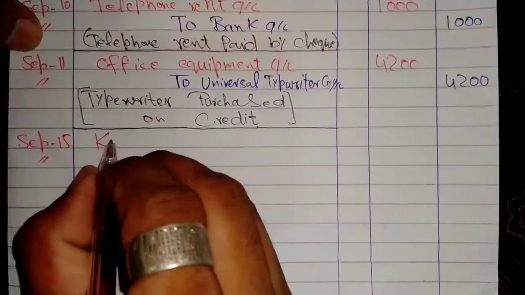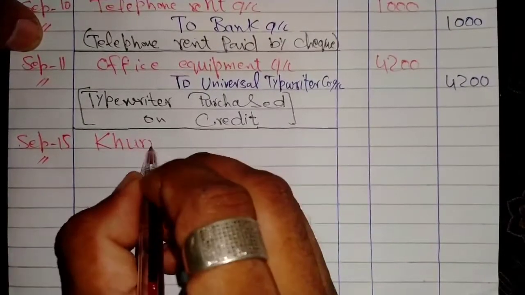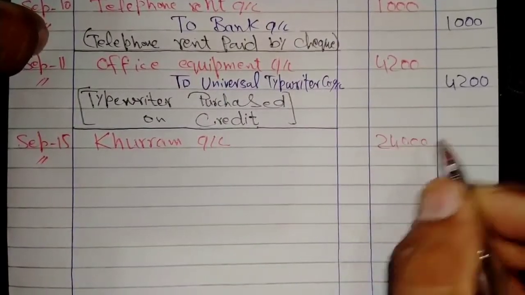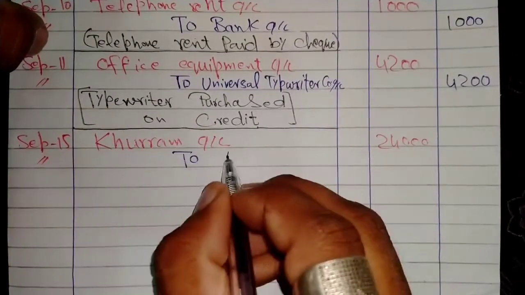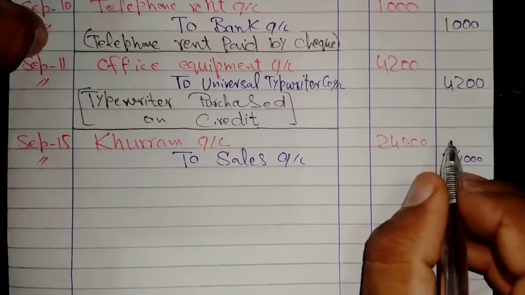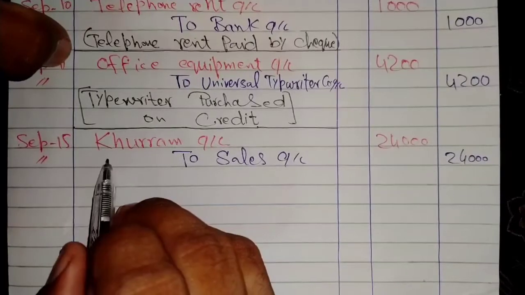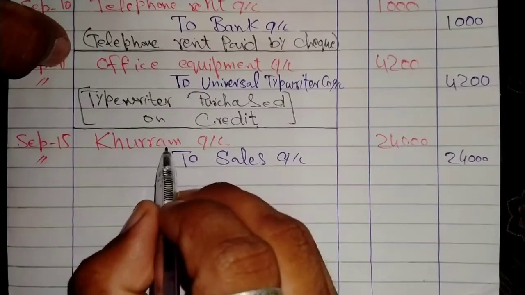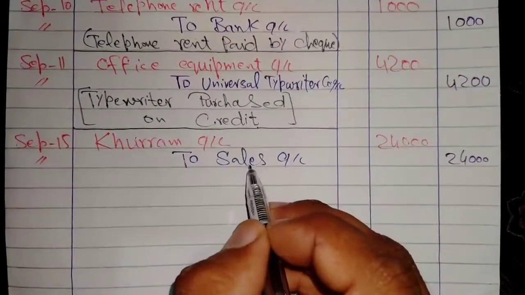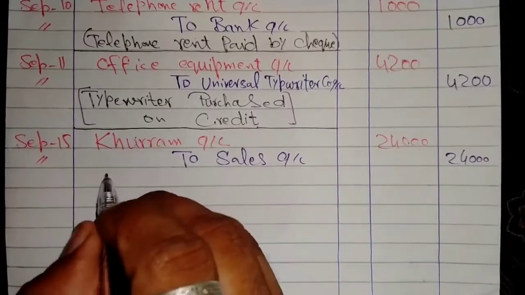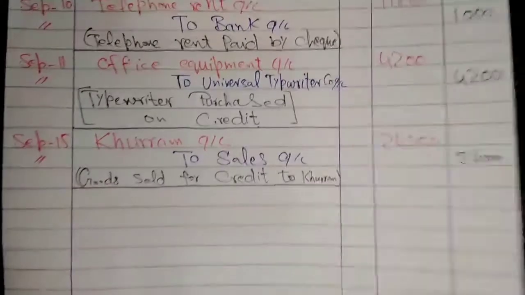Khurram account debit with amount $24,000 to sales account credit with the same amount, $24,000. You must keep in your mind that Khurram account, this is the customer of the business, will be debited here, not cash, to sales, because this transaction has been done on credit basis, with description: goods sold on credit to Khurram.